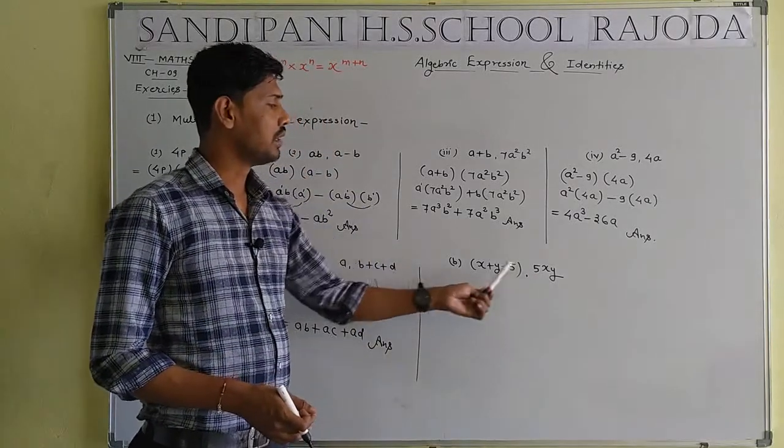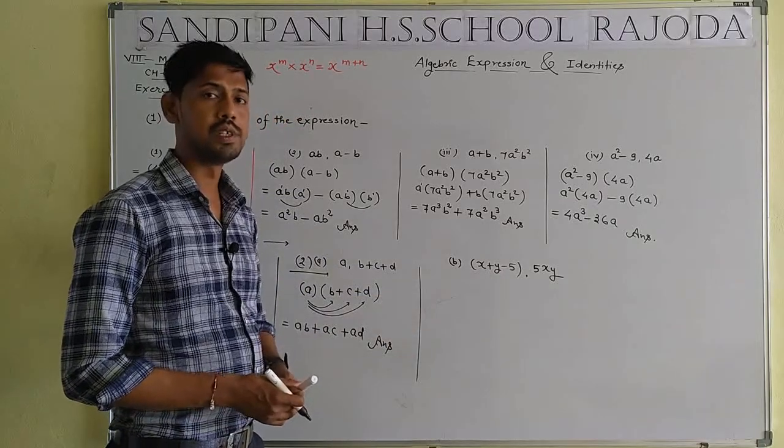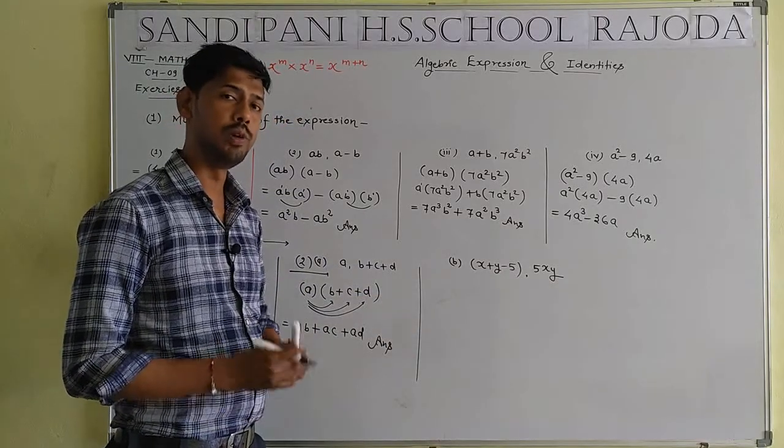These into these and these into these both are equal. That means 1 into 2 and 2 into 1 both are equal.